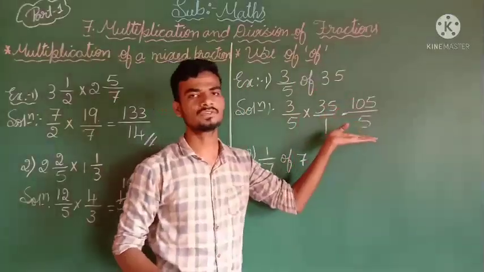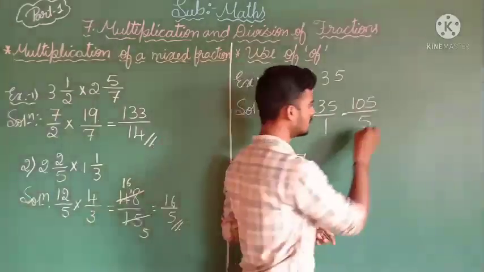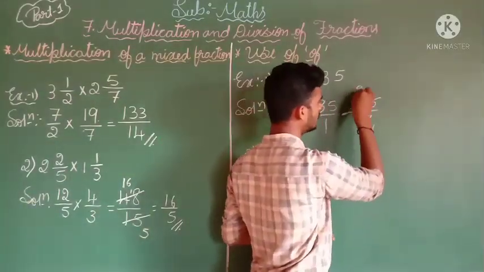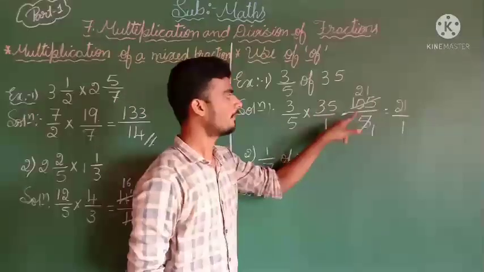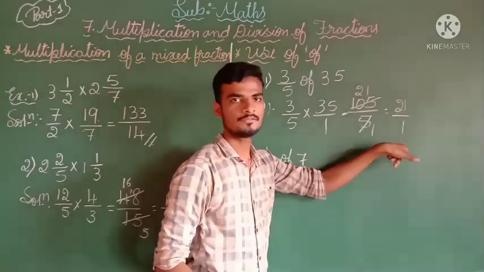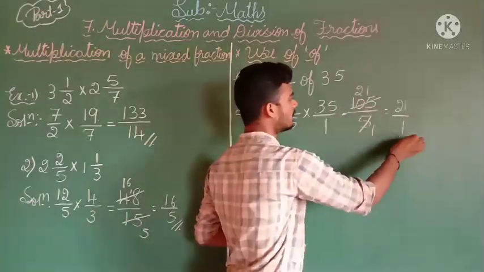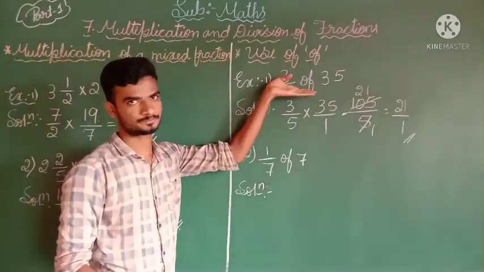Now is it possible to reduce to a lowest term? Yes, it is reduced to the lowest term. 5 1s are 5, 5 2s are 10, 5 1s are 5. Okay, 21 divided by 1, that is 21. In this way you find a solution if the problem has "of".